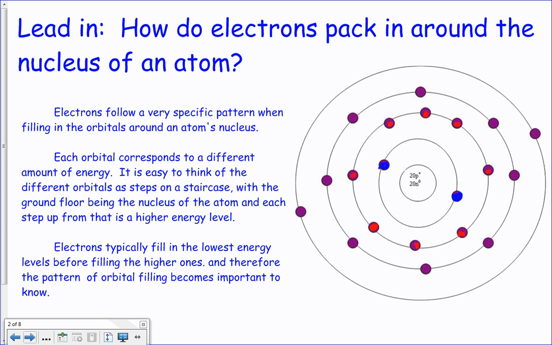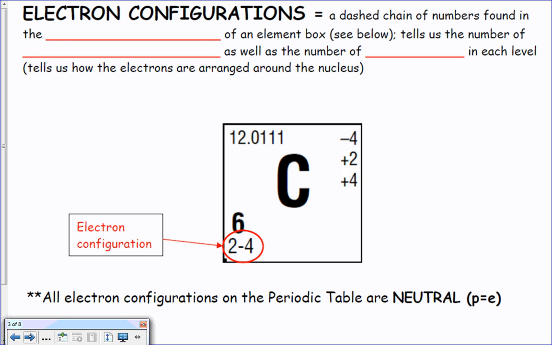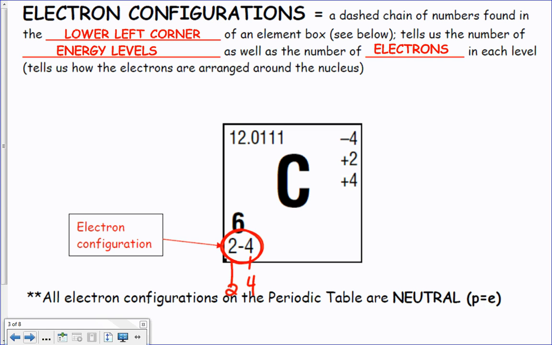That's what we're going to figure out, and be able to decide a little bit about how a ground state electron should be. So, electron configurations: a dash chain of numbers found in the lower left-hand corner. When I get there, I get the number of energy levels. So we can see there are 2 energy levels in this diagram. The first energy level has 2, the second energy level has 4. So now there's hidden information in there. You didn't necessarily know that those were energy levels, but they are. And in each energy level, I know the number of electrons.